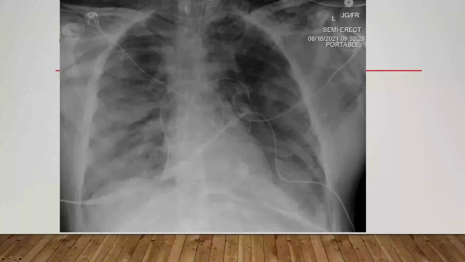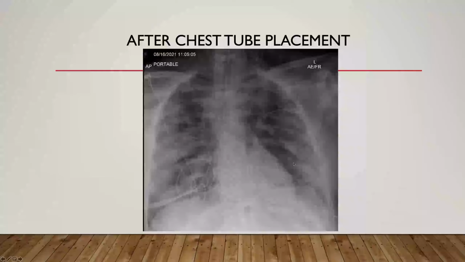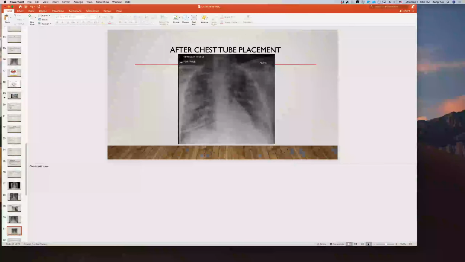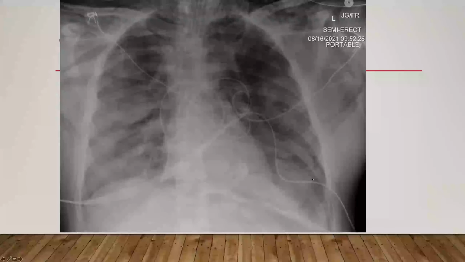You see there's a pneumothorax on both sides, left and right. And on the left side, you see the pleural line. You see that pleural line? So that's a pleural line.